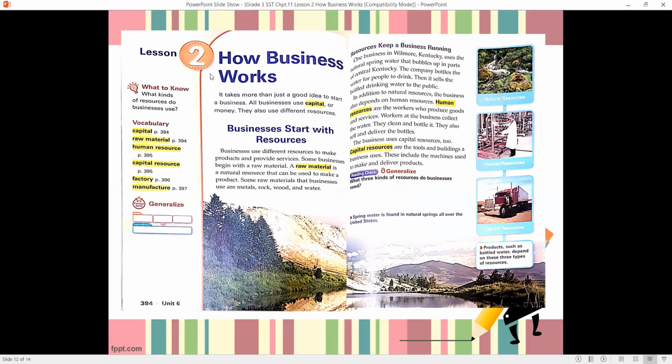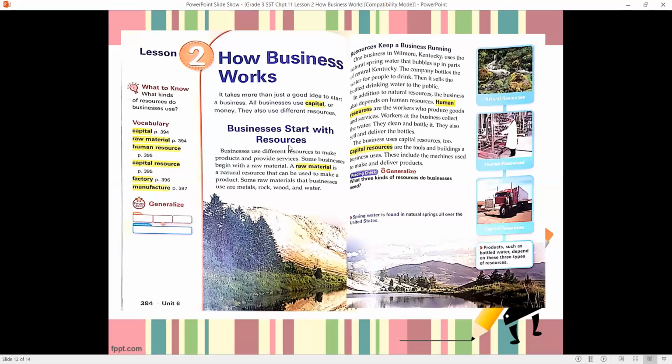Lesson 2, how business works. It takes more than just a good idea to start a business, right? Many people like to have their own business, but you just need the right idea at the right time. All businesses use capital, or money. They also use different resources. There are different types of businesses that people have, and every business needs capital. As I told you, every business needs some money to begin, otherwise you cannot have a business. But the resources that you need are different for all businesses.